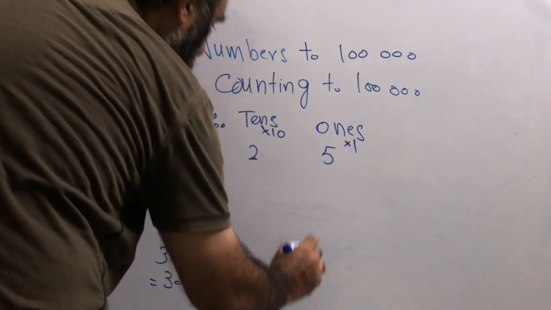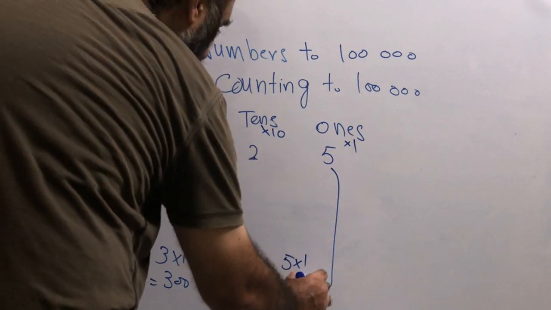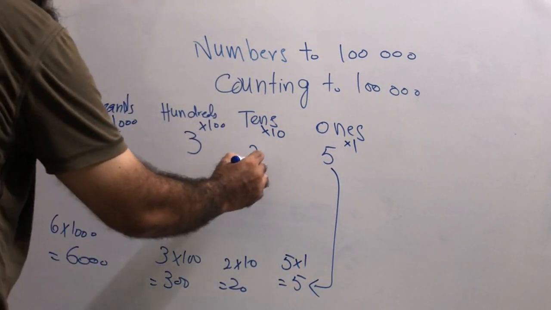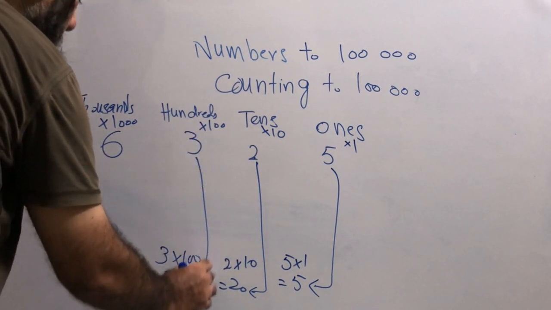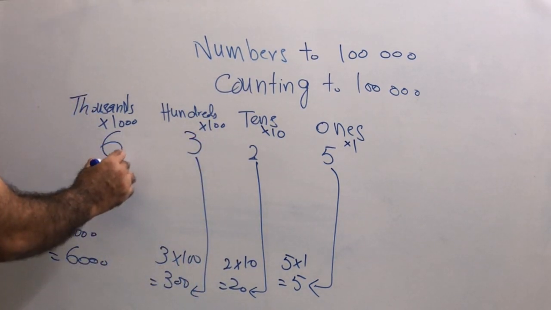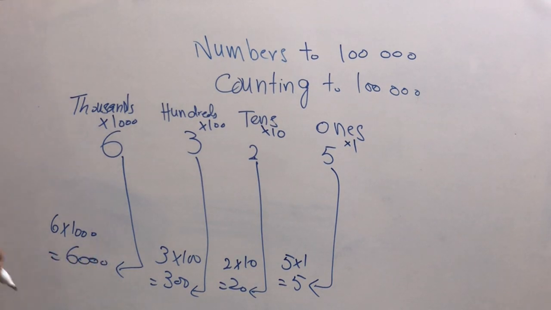It becomes 5. The value of 5 is 5. The value of 2 here is 20. The value of 3 here is 300. The value of 6 here is 6000. Okay, so this is the way to find the values of the numbers.